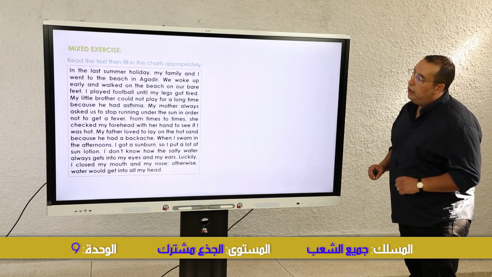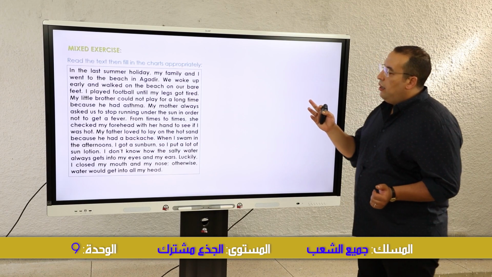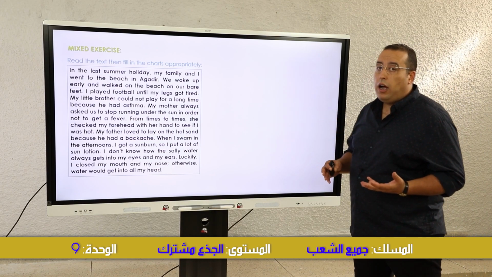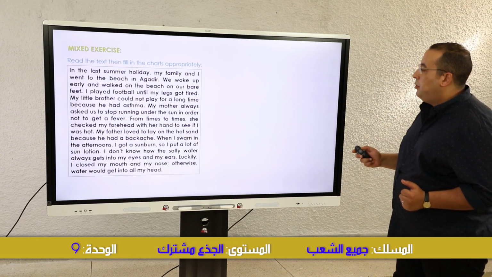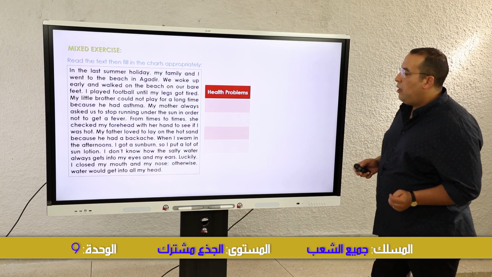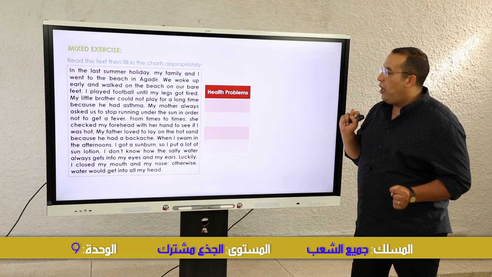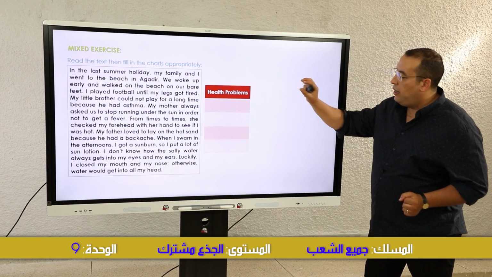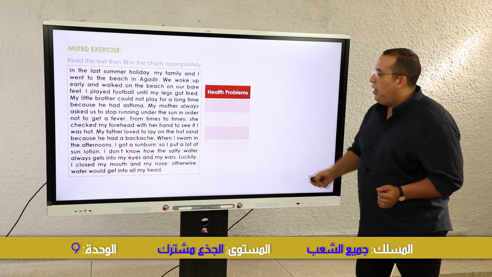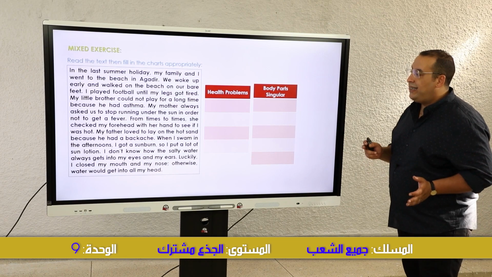Now, we have read the text, and we are asked to fill in the charts appropriately. So these are the charts. The first one is about health problems. So you deduce health problems from the text. You take the examples that you have in the text and you write them in the blanks in the first chart. The second one is body parts singular.